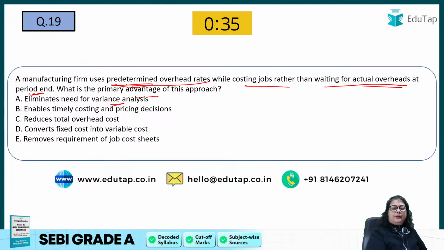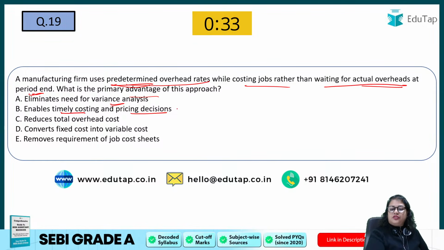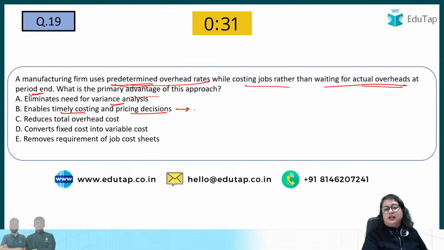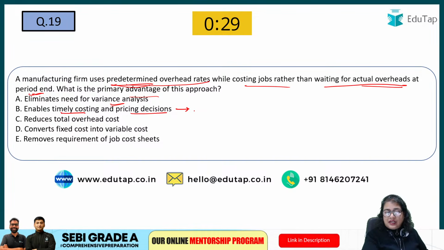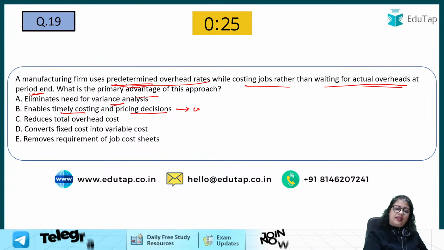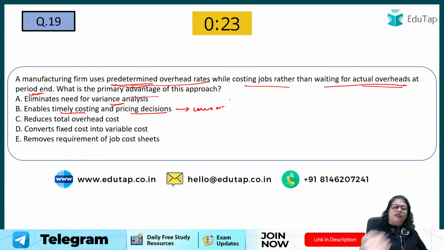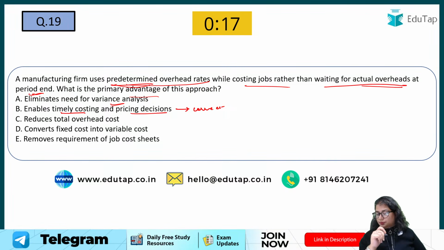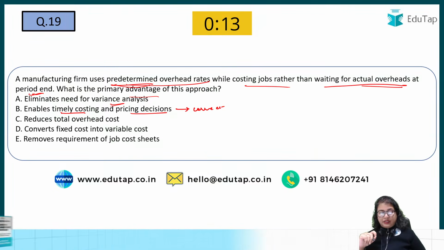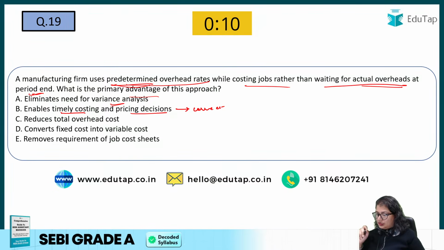Then B, enables timely costing and pricing decisions. So yes, we can assure what should be the selling price and what will be the cost of that product. Hence this is the correct option, right? We are enabled to understand in a timely manner what will be the cost of the product and what should be its price. I have got mixed answers here. Somebody said B, so that is correct, but someone said E also.